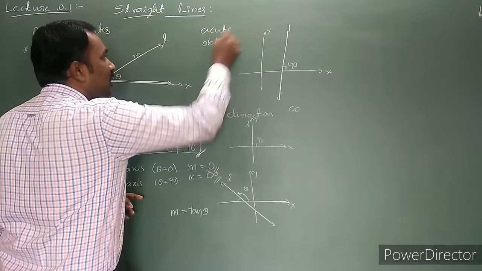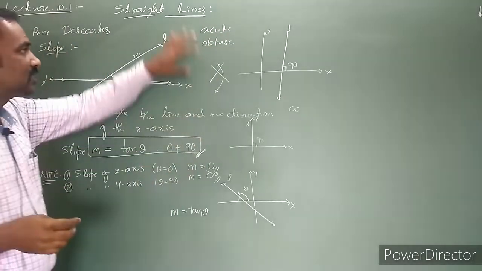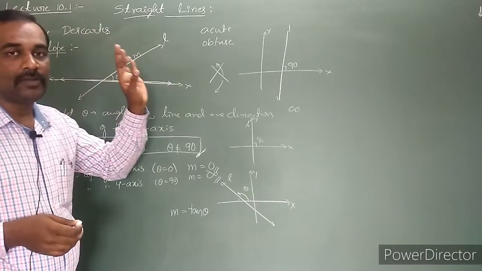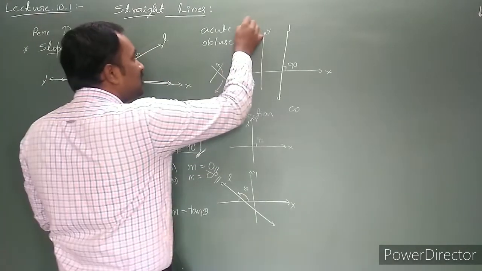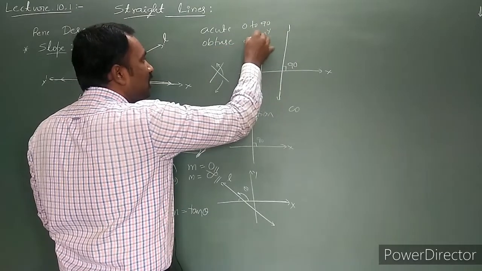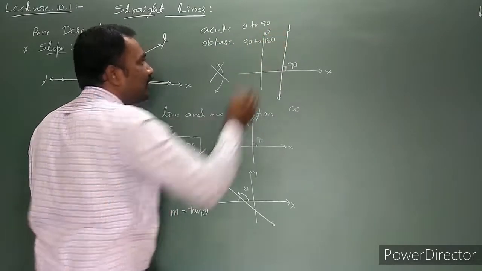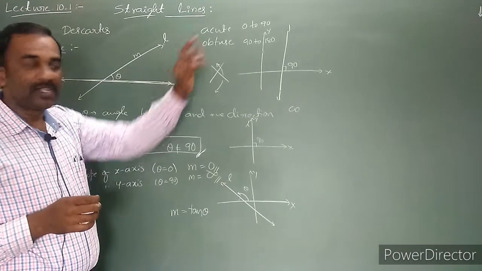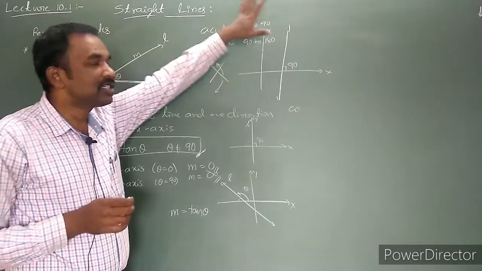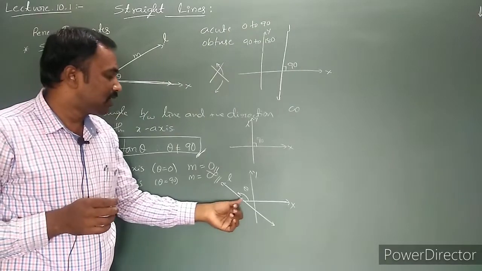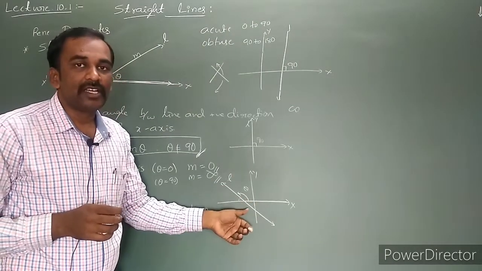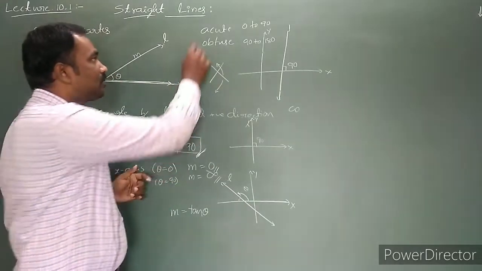There are two types of angle, that is, acute angle and obtuse angle. What is the acute angle? An angle which lies in between 0 to 90 degrees, and an obtuse angle is nothing but an angle which lies in between 90 to 180 degrees. Is that clear? Acute angle means 0 to 90 degrees. Obtuse angle is 90 to 180. Whether it is more than 90 or less than 90, if it is more than 90 degrees, it is nothing but an obtuse angle.